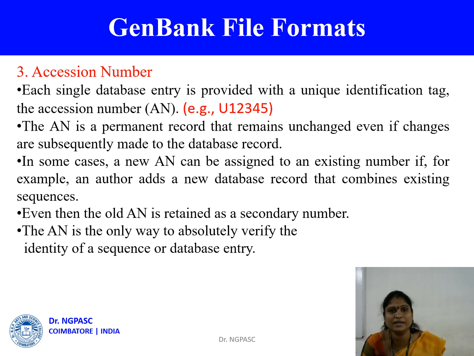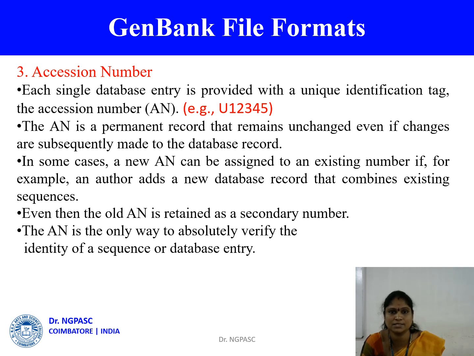The next field is accession number. This is very important since it is a unique identification tag that is called an accession number. For example, see here, it will be represented as U12345. This AN is the accession number. This is the permanent record, which cannot be changed even if changes are subsequently made to the database record.